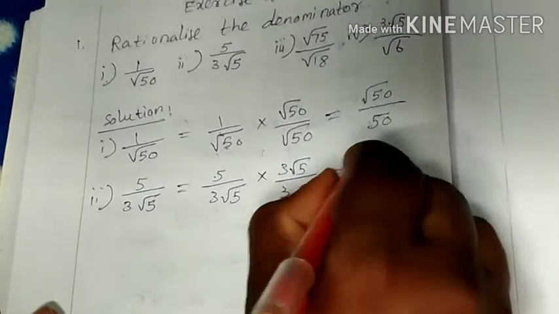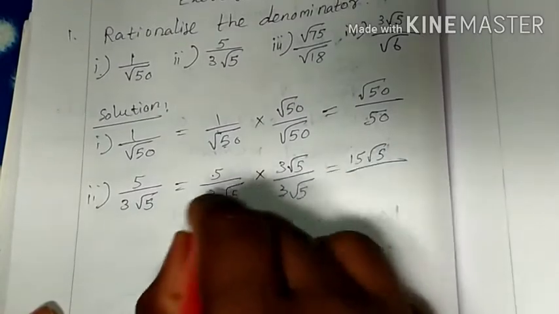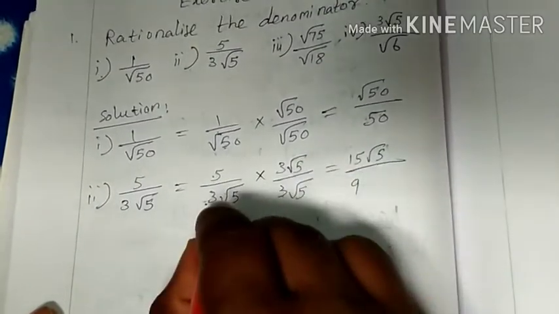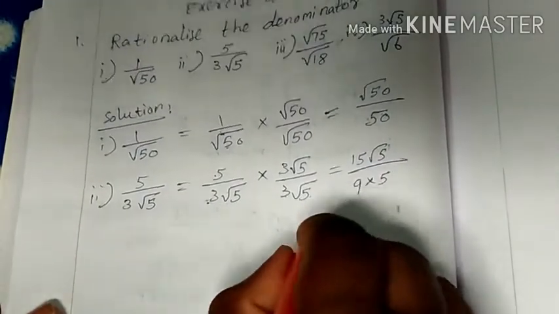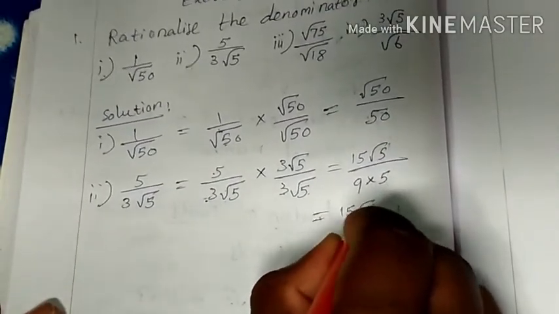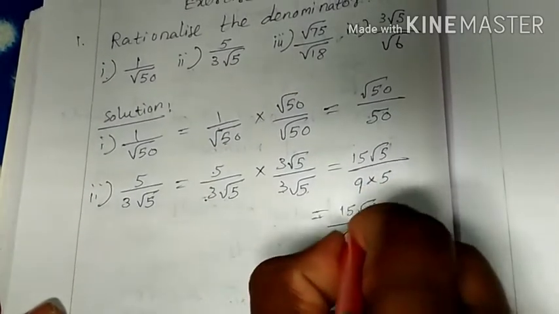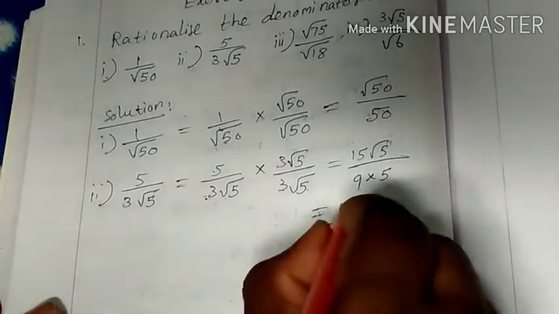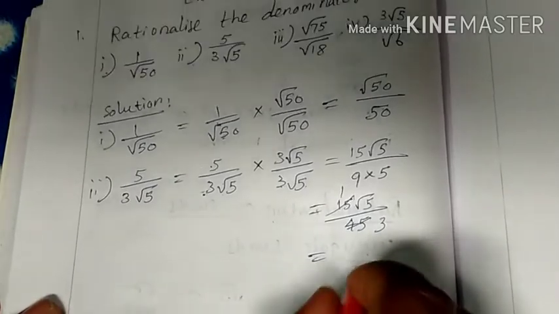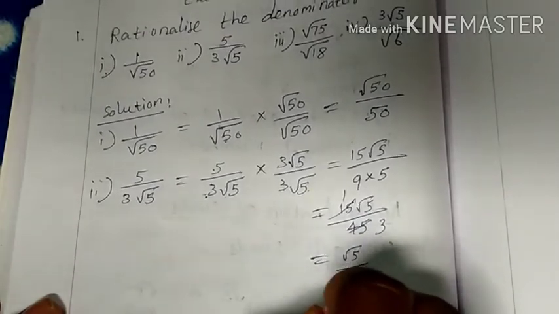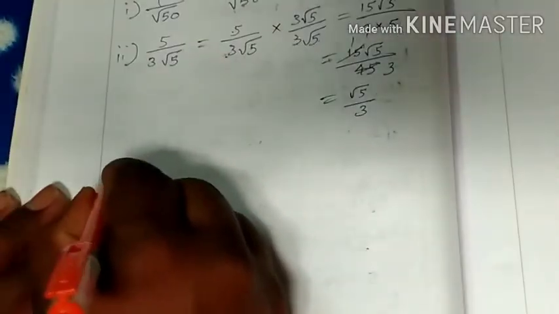5 3s are 15 into root 5 divided by 3 into 3, 9, and root 5 into root 5, so 5. Then 15 into root 5 divided by 9. 9 5s are 45, which is equal to 3 15s are 45. So root 5 divided by 3. This is your answer. Then the third question.